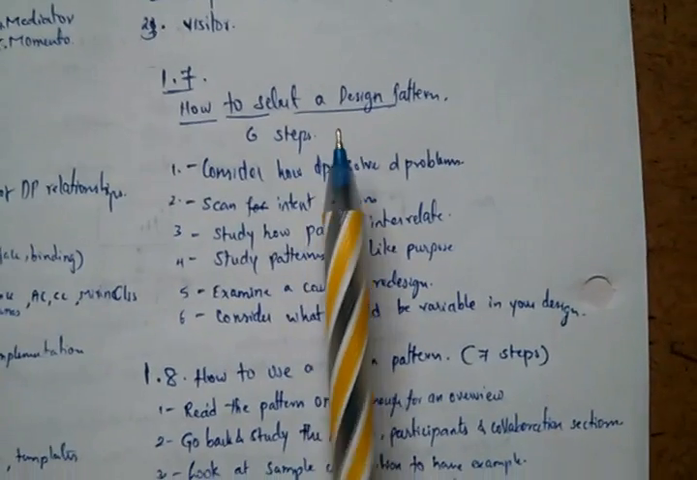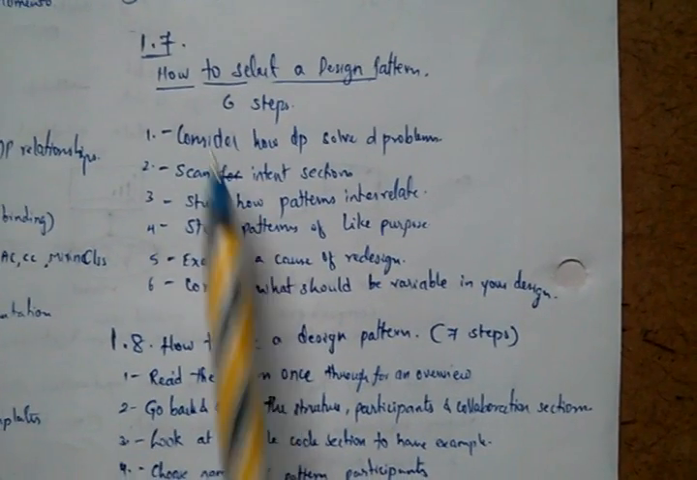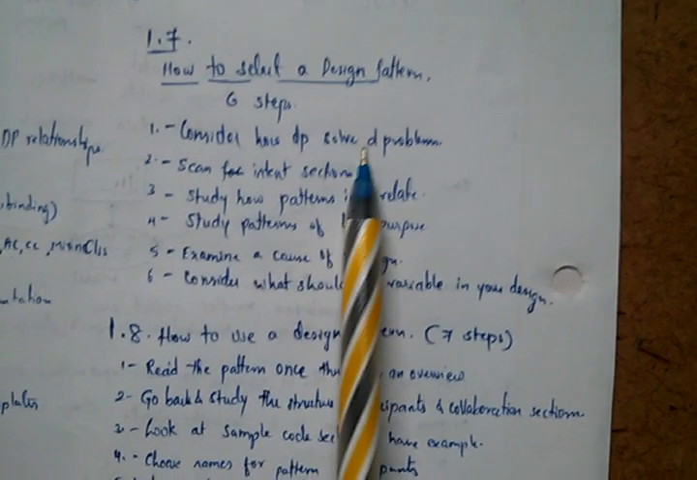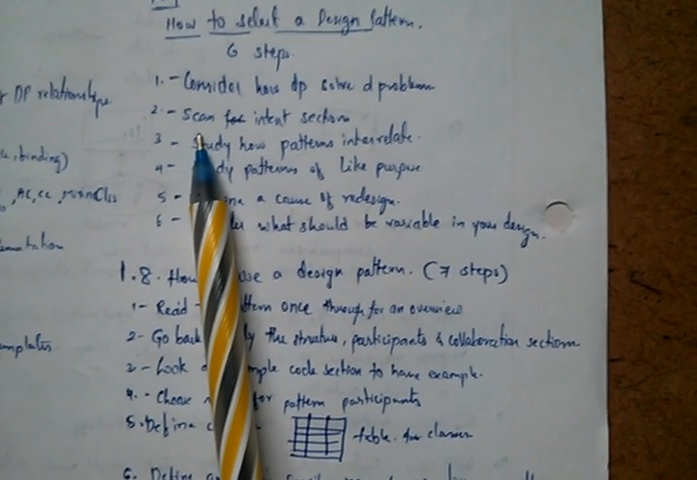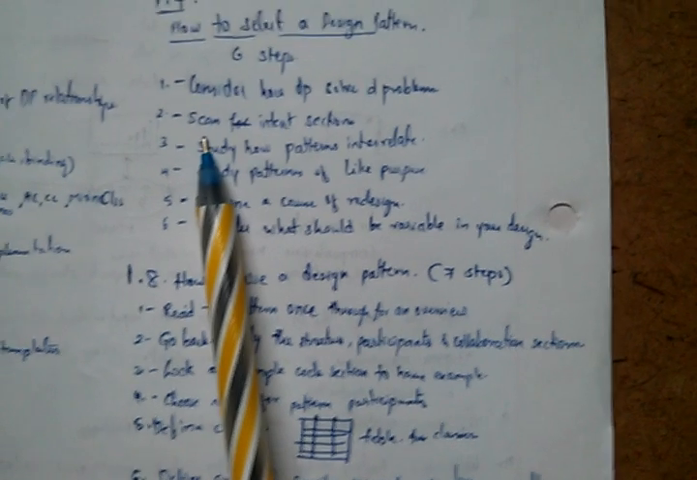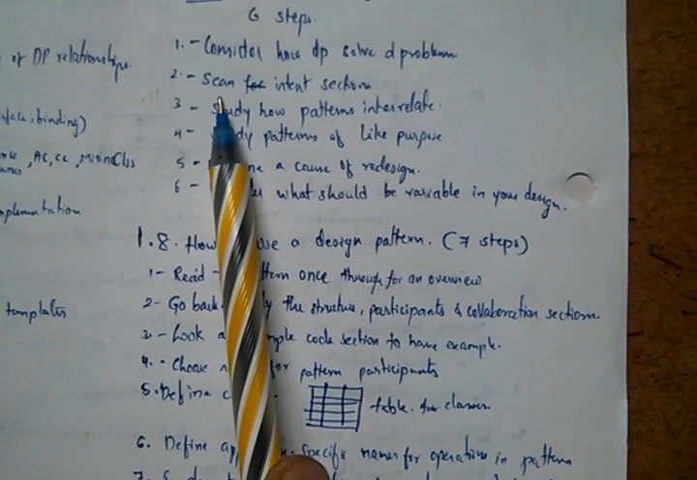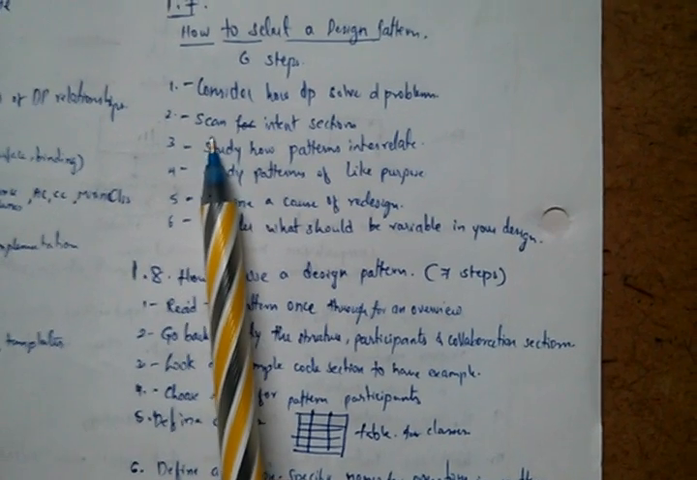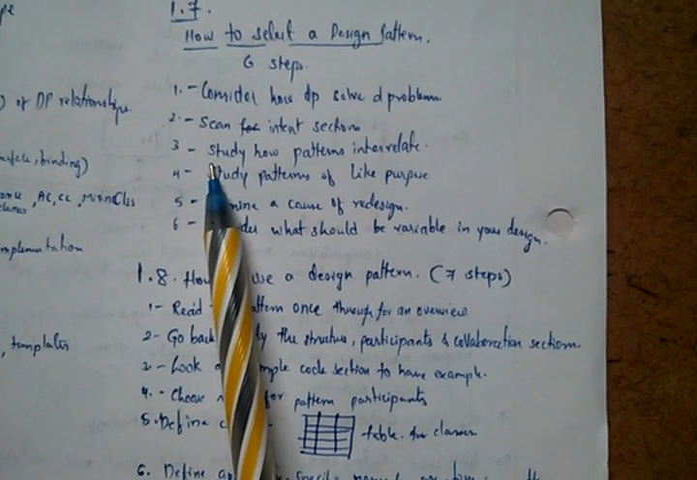Then 1.7 is our topic: how to select a design pattern. To select a design pattern, there are six steps involved. Consider how design patterns will solve the design problem. Then after knowing how it will solve the problem, we have to scan the intent sections. After scanning intent sections, we have to study how patterns interrelate.